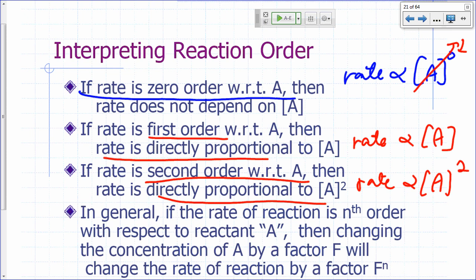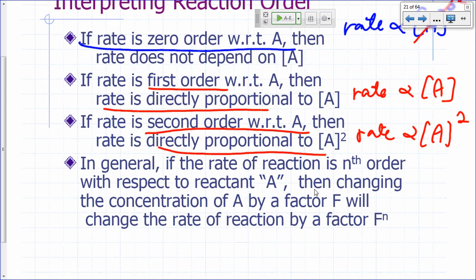Okay? So in general, if the reaction is nth order with respect to reactant A, then if you change A by a factor F, the rate will increase by a factor. So if your concentration of A is multiplied by F, then you have to multiply your rate by a factor of F raised to the power n.